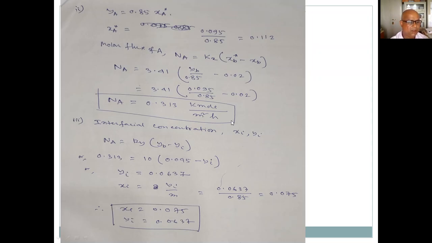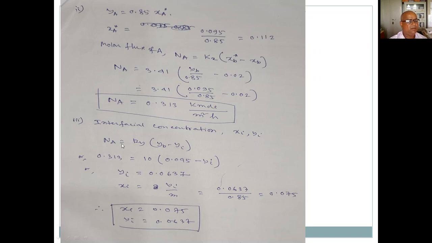Now how will you calculate the interfacial concentration? Because I know the flux, I know k_y is 10, Y_B is 0.095 minus Y_i. I will calculate this way, so Y_i equal to this. Then X_i will be, because Y_i and X_i are in equilibrium, X_i will be Y_i by m equal to this point. So X_i equal to 0.075, Y_i equal to 0.0637.